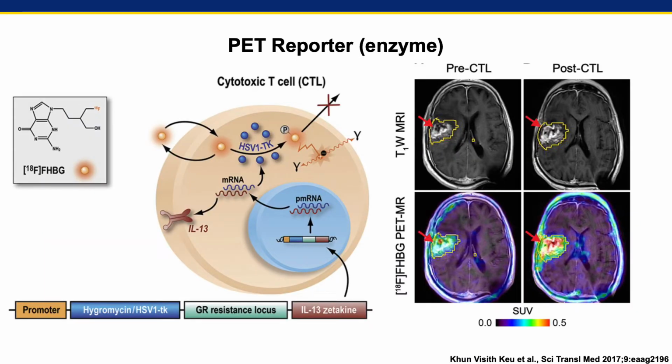Now I'll give you some examples of reporters being used to image therapeutic immune cells. This one, the cytotoxic T cells, has been engineered to express its therapeutic component in addition to a reporter protein, which is HSV1-TK, and used to image glioblastoma patient treatment. If you look at pre and post CTL, you can see enhanced signal from HSV-TK, which indicates T cell infiltration into the brain.